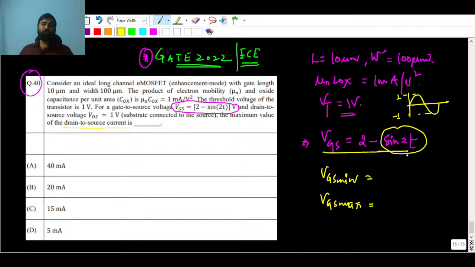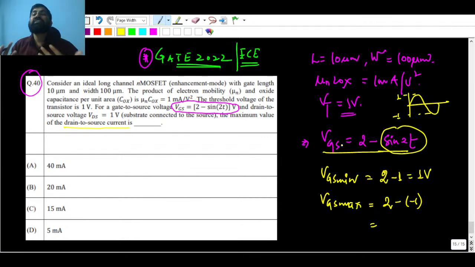What we are doing here is adding with minus sine 2t, so it will be inverted, but that's okay. If you want to get the minimum VGS, you will get 2 minus 1, so you will get the minimum VGS here. And if you want to find the maximum VGS, 2 is already present and you have to put minus 1 from sine 2t, which will give you 3. There are two VGS values, right?